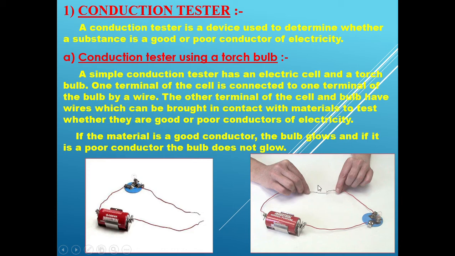If the material is something like plastic, then definitely the bulb will not glow, because plastic will not be a conductor there, right? So the material which you insert here in this particular circuit will tell you whether this material is a conductor or not.